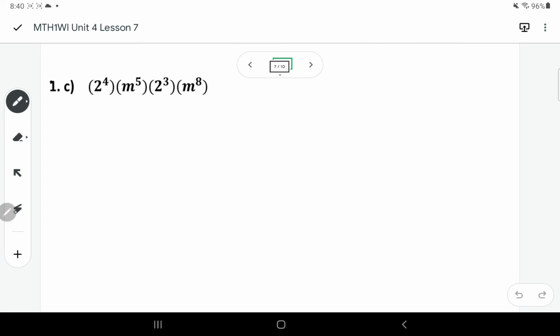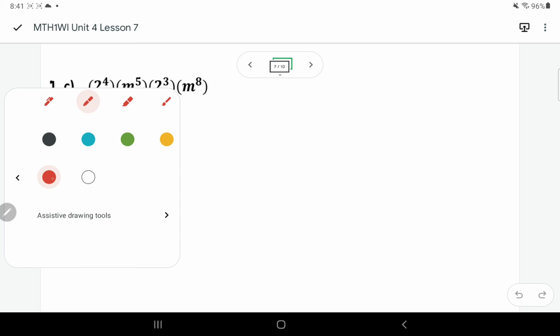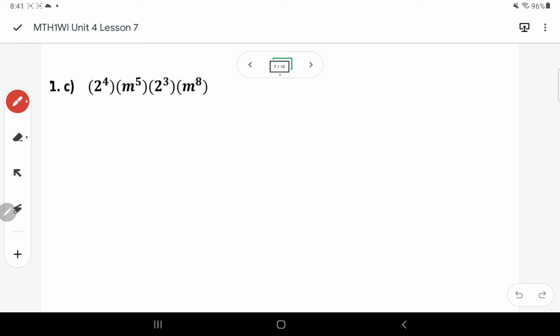Okay, the next one, if you guys can pause this and give it a try, this is combining together number bases and variable bases. See if you can simplify this one. Okay, unpausing when you're ready.